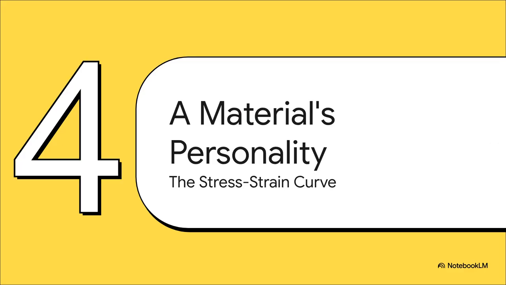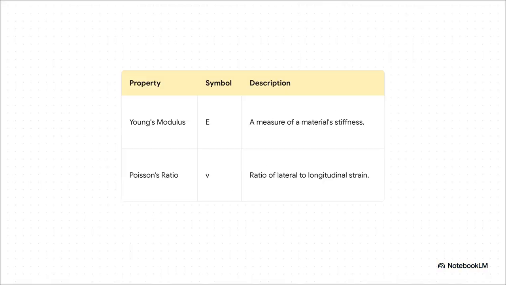All right, on to Section 4, a material's personality. This is where it gets really interesting, because not all materials are created equal, right? Every single material responds to stress in its own unique way. And engineers have this amazing tool to capture that unique behavior. It's called a stress-strain curve. So let's take steel and aluminum alloys, for example.